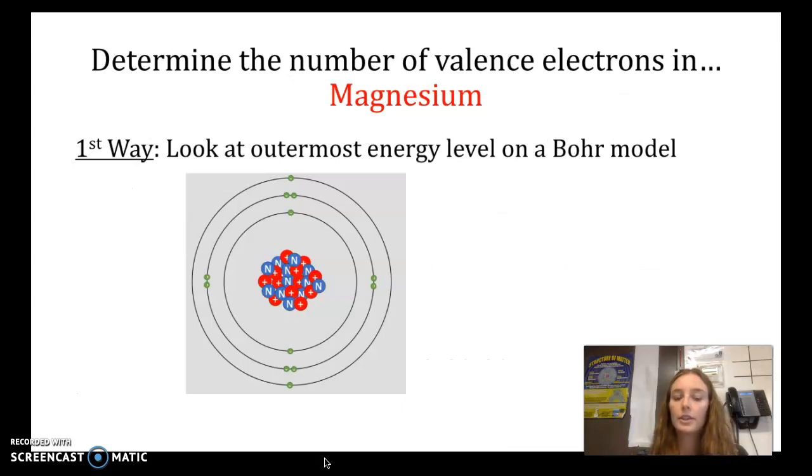So if I was trying to determine the number of valence electrons in magnesium, I could draw out my Bohr model just like this and see that these two electrons found on the outer shell are valence electrons. So magnesium has two valence electrons.